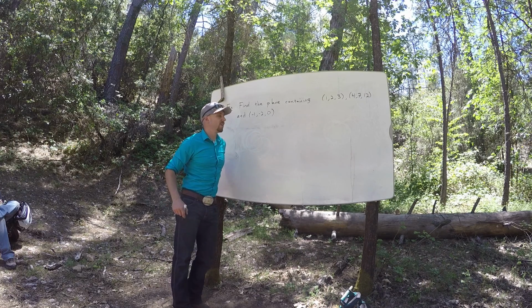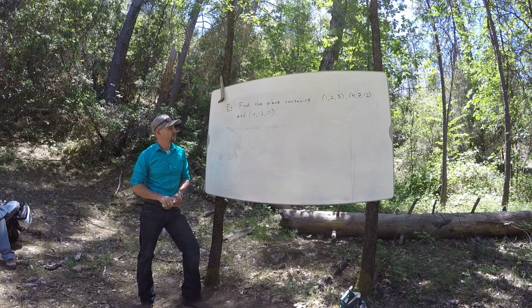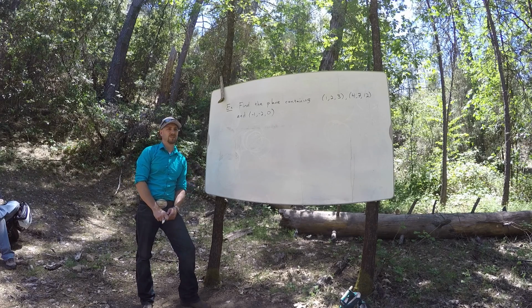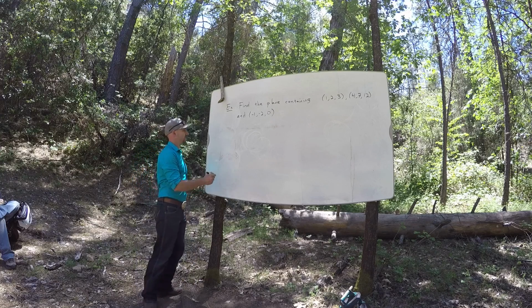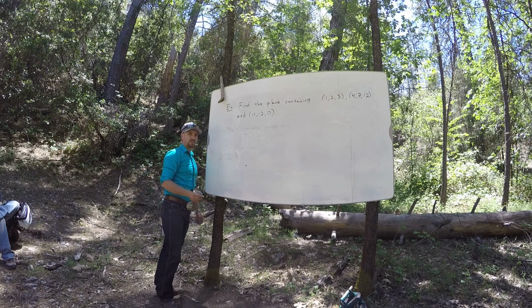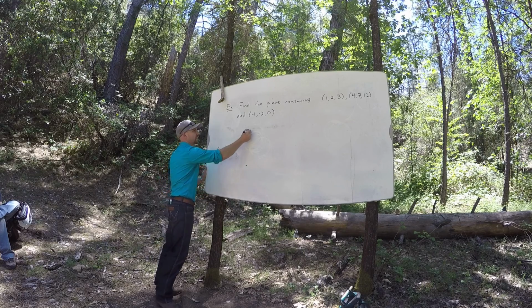Okay, so let's see if we can find the equation of a plane containing points (1, 2, 3), (4, 7, 12), and (-1, -2, 0). Here are three points, yeah? I'm going to pretend this thing's my plane. So I need to find the equation of the board given my three points. So just throw them on there however.